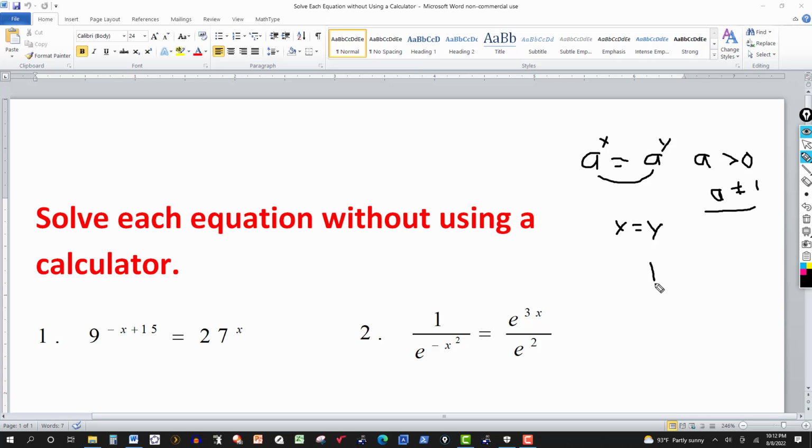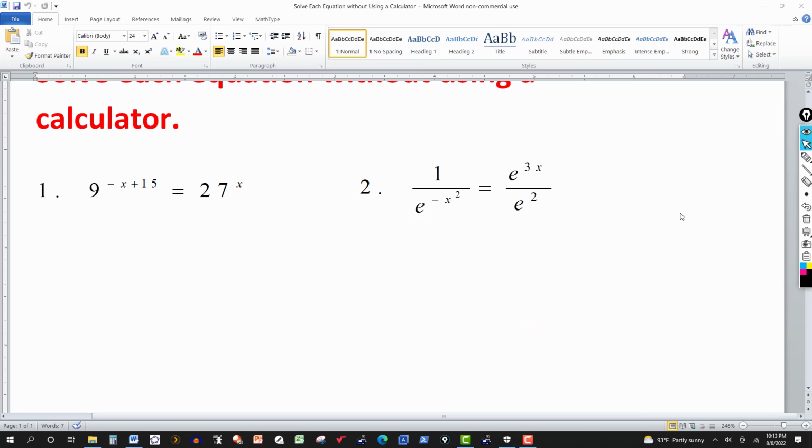Because I can tell you that 1 to the 10th does equal 1 to the 20th power, but 20 is not equal to 10. And of course here this condition is not satisfied. So let's look at the first one here. Again, the objective is to try to get the base the same.